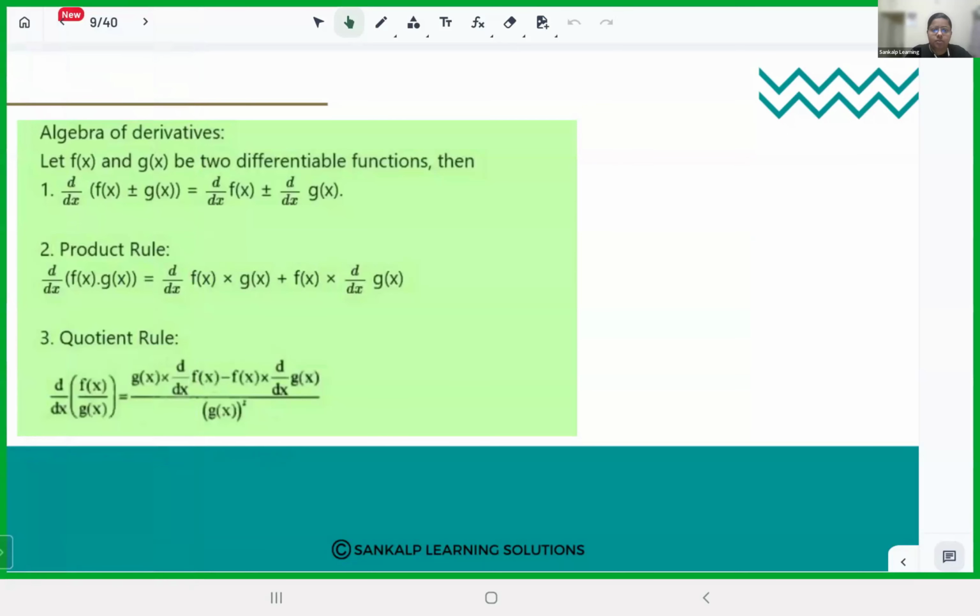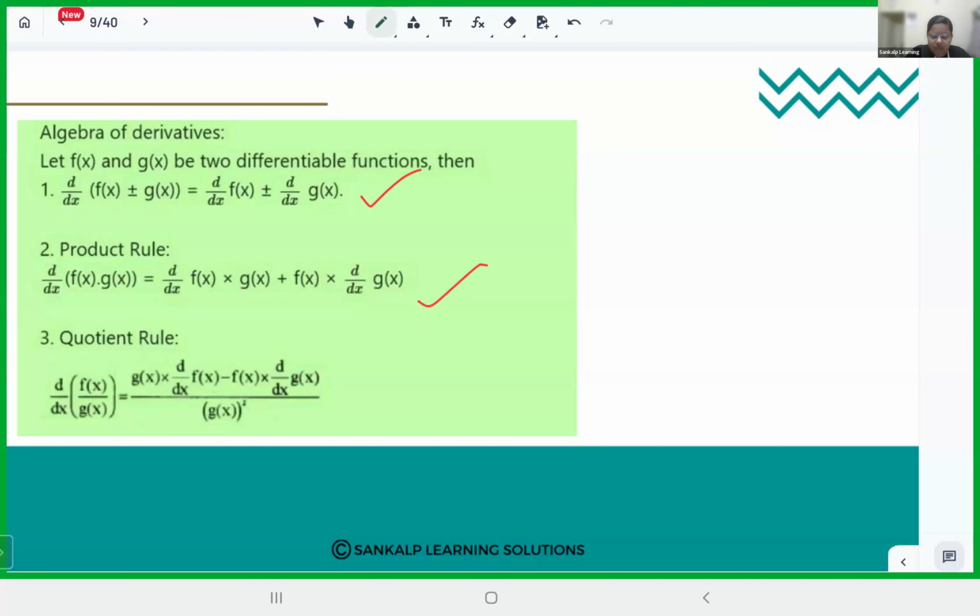Now, these are some algebra of derivatives. That is, if you are given two differentiable functions, okay, and you are asked to find the derivative of the sum of these two differentiable functions, then what you should do is find the derivatives of the functions separately, and then add or subtract them. All right. So, this is the first one. d by dx of f of x plus or minus g of x is equal to d by dx of f of x plus or minus d by dx of g of x.